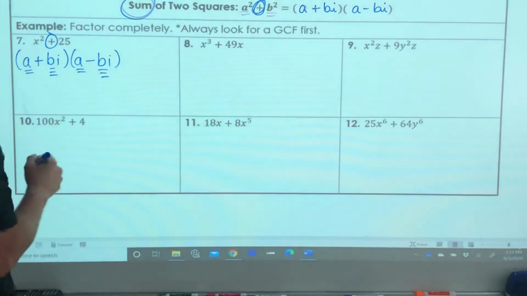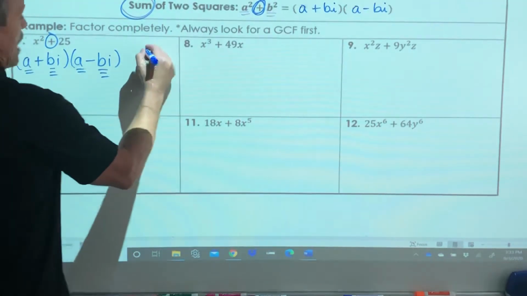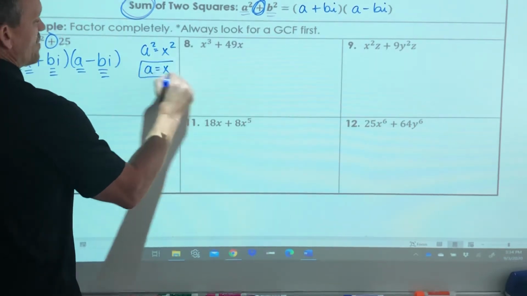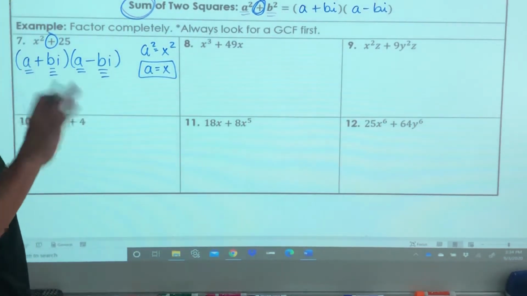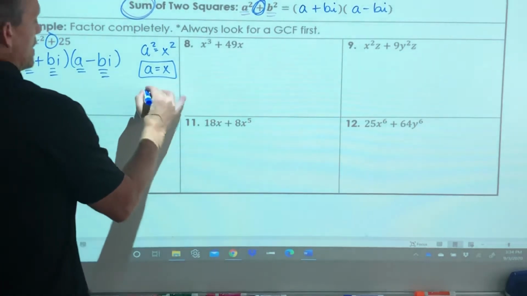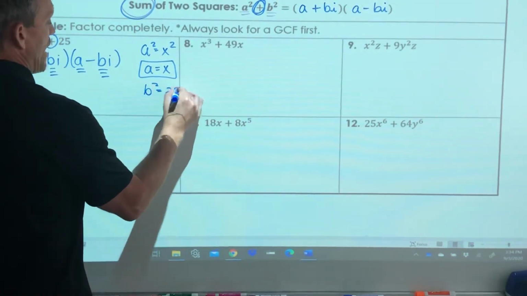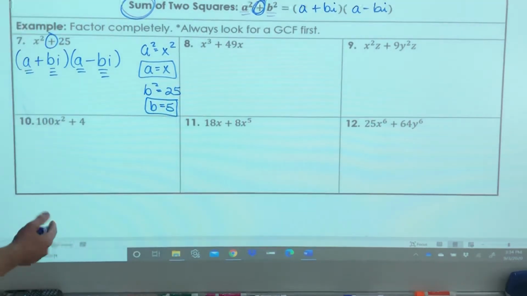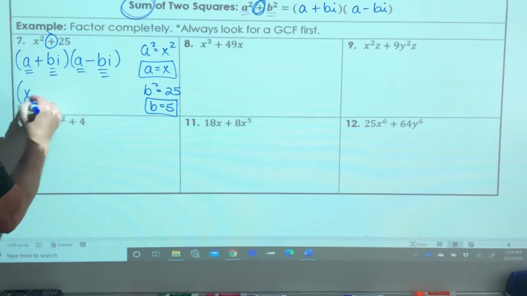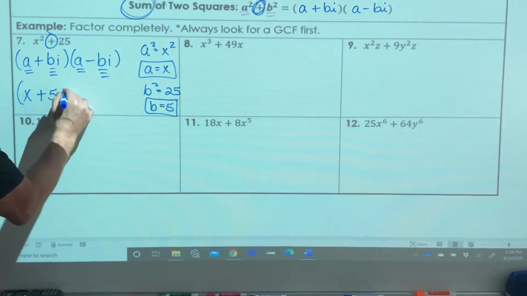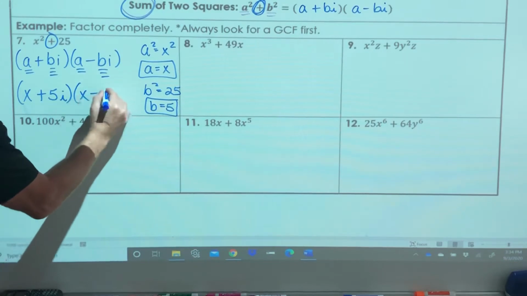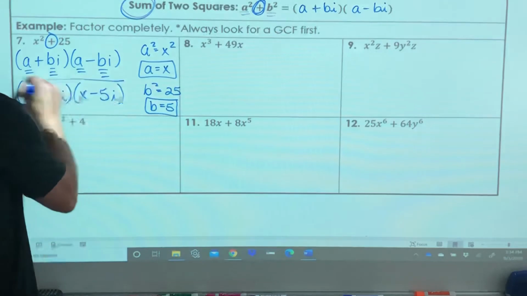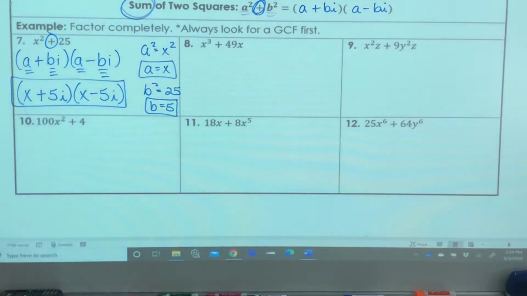Crucial identification. So, our A squared equals x squared, so that means our A equals x. I'm not going to show all those square roots at this point. After all that, you can go back if you need to. B squared equals 25. That means the square root of 25 is 5. That means our B is 5. So we're just going to plug in. We have x plus 5i, x minus 5i. That's it. No more, no less. There it is.